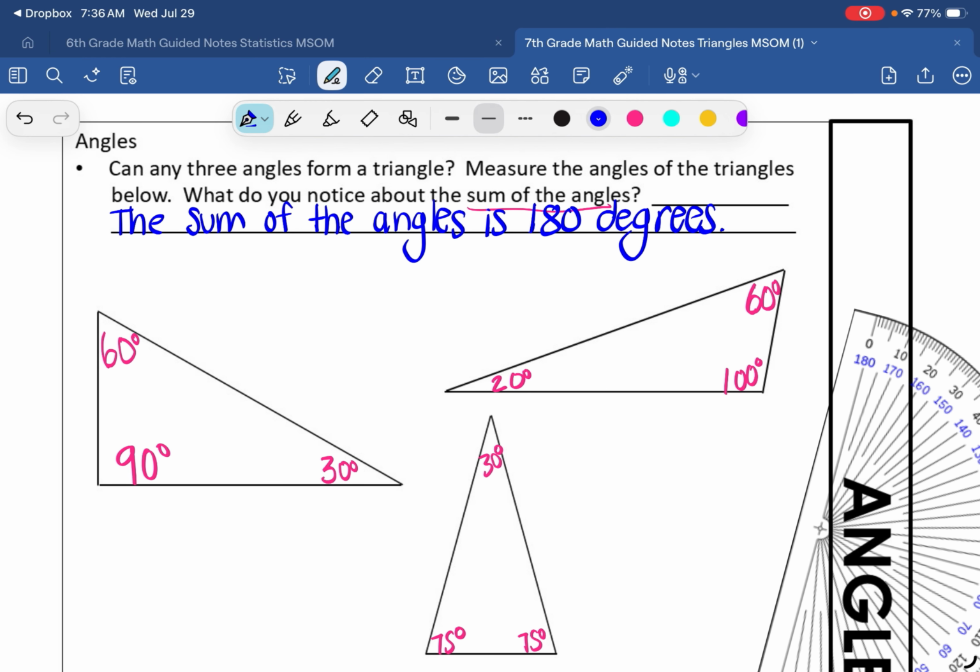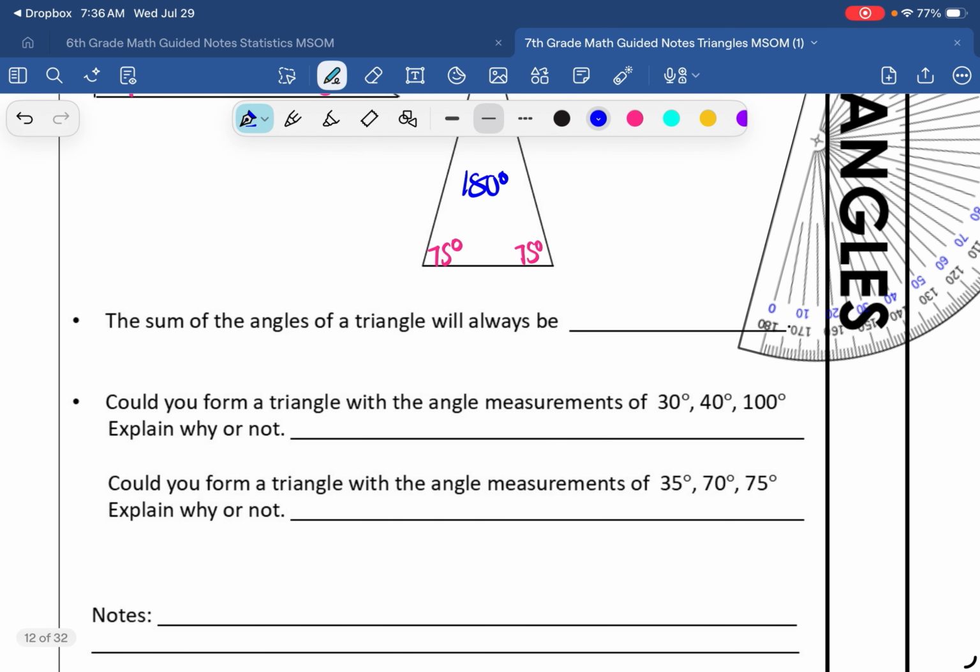Okay, you should have noticed that the sum of all those angles is 180 degrees. The sum of the angles of a triangle will always be 180 degrees. It's not just these triangles. Any triangle's angles will sum to 180 degrees.